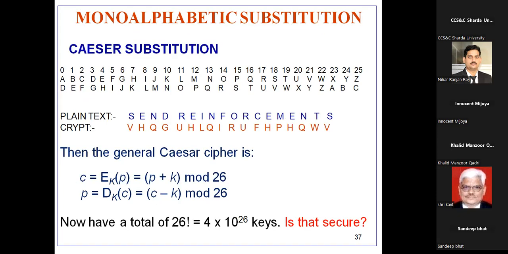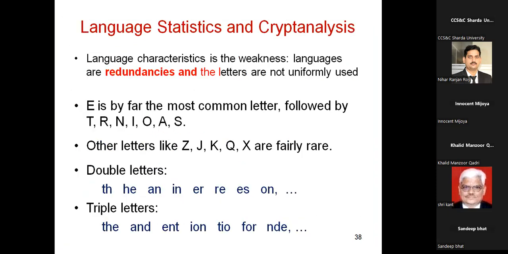Sorry, I will tell you later. It is not secure. Why is it not secure? I will let you know just now. Because, see here, because of this language characteristic. What is the language characteristic? E is the most common letter, followed by T, R, N, I, O, S.